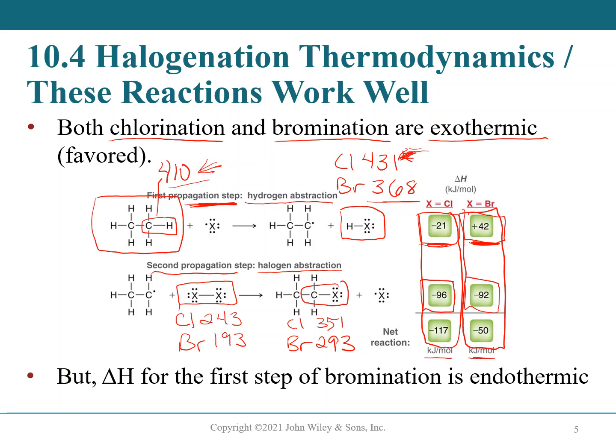So overall, both reactions are exothermic over the two-step process. But the key here is that this first step of the bromination is actually endothermic. And we can use this to our advantage, in particular when we're seeking to brominate a compound.